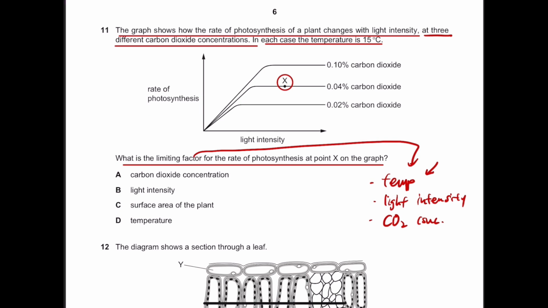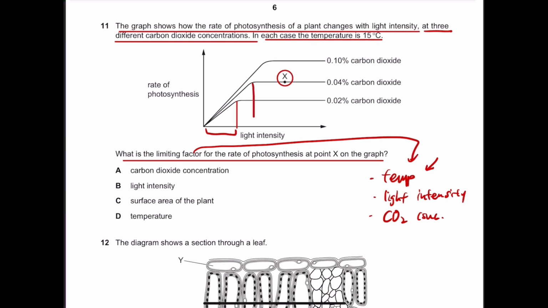So as you can see here, as the light intensity becomes increased, the rate of photosynthesis also increases. But which means if the light intensity becomes decreased, the rate of photosynthesis also becomes decreased. So to some extent, to this point, the light intensity is indeed the limiting factor.